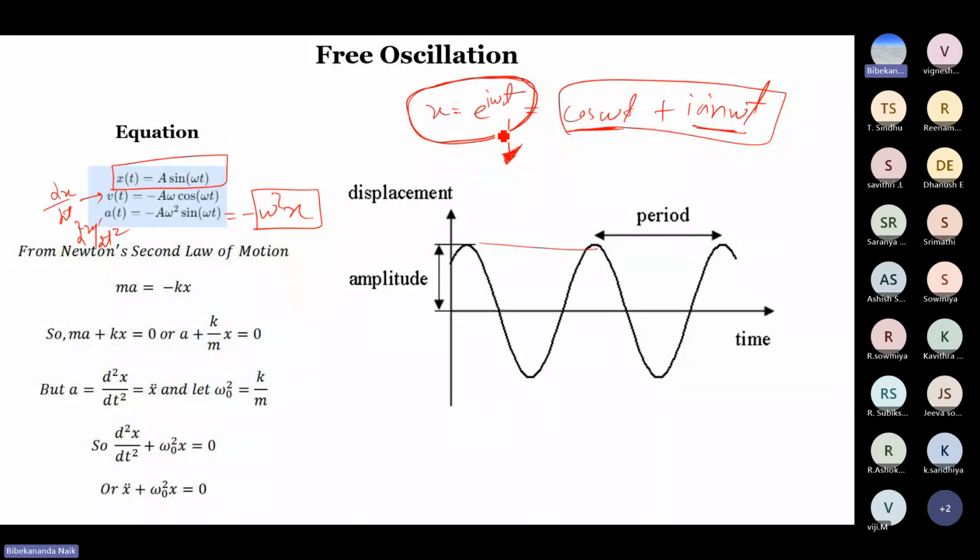Yes, can anyone tell me? If you take x equal to e to the power i omega t, again the acceleration a(t) will be minus omega square x. You can try. If you take the derivative, dx by dt, it will be i omega e to the power i omega t. Then if you take the second derivative, it will be i omega into i omega, which is minus omega square e to the power i omega t. So it will be again minus omega square x.